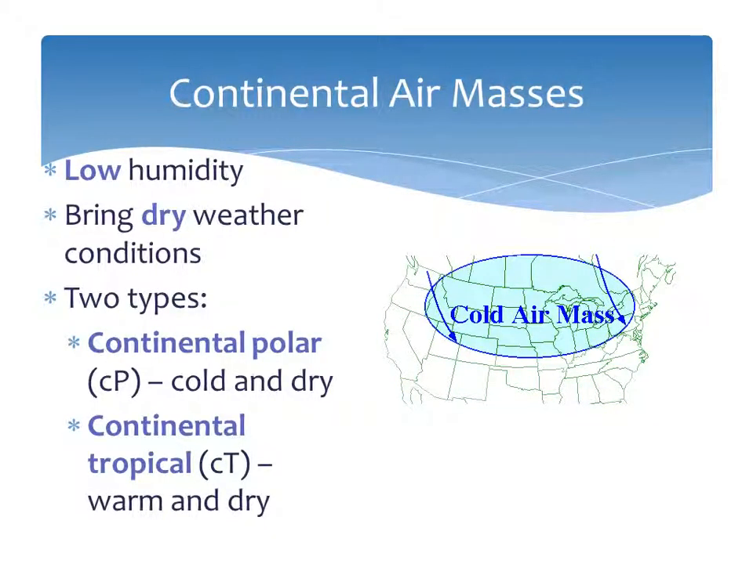So the continental air mass has low humidity, which is really nice in the summer, and it brings a dry weather condition. So there are two types of continental air masses. One is continental polar, which means you would experience cold and dry weather, and then a continental tropical air mass brings warm and dry weather. This is not something we really experience a whole lot in the summer, as you may know from being outside here in Virginia.